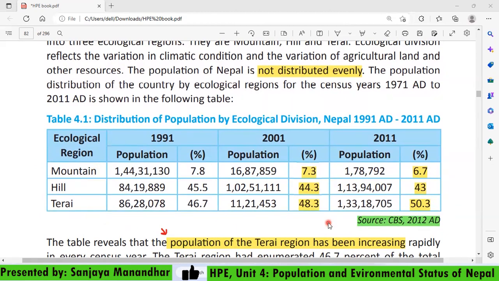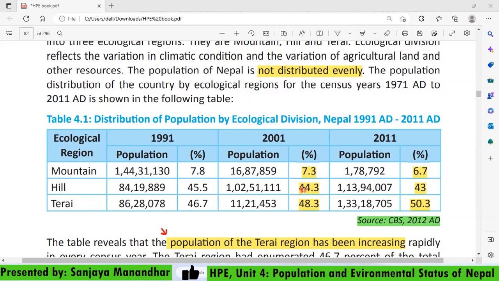Look here, we can analyze the data. For example, you have to remember at least the 2001 and 2011 AD data. You cannot remember the total population, but at least you can remember the percentage. When you are asked to show the distribution of population by ecological division, you can show mountain, hill, and Tarai region, and show the 2001 population percent and 2011 population percent. Don't forget to write the source: CBS 2011, or you can say 2012 AD, Central Bureau of Statistics, from where this data is taken. Okay, so let's see what you can see if we analyze here.